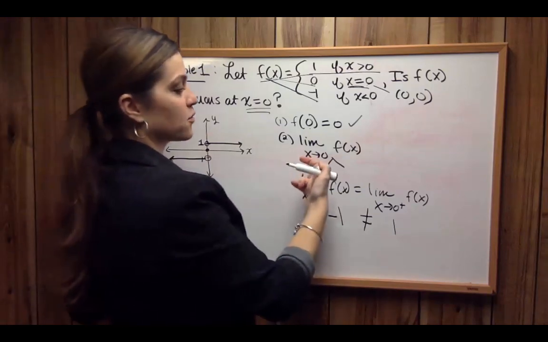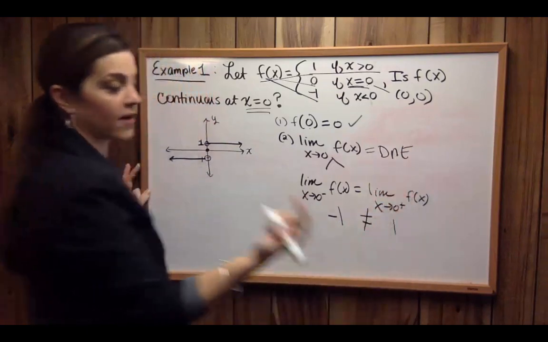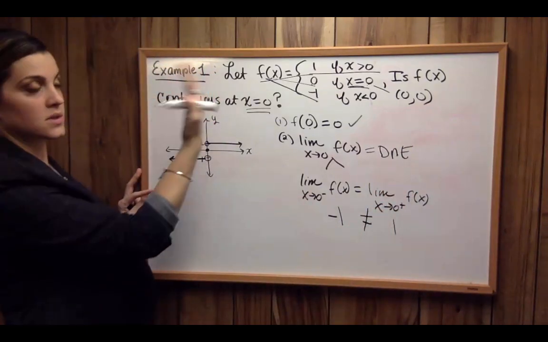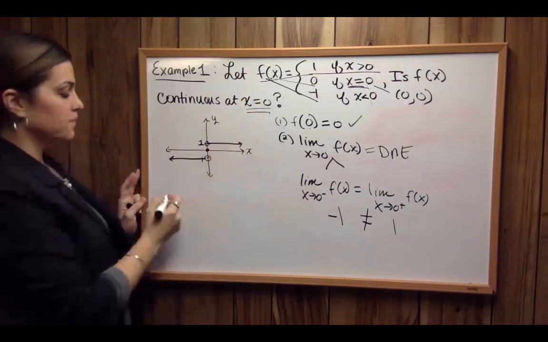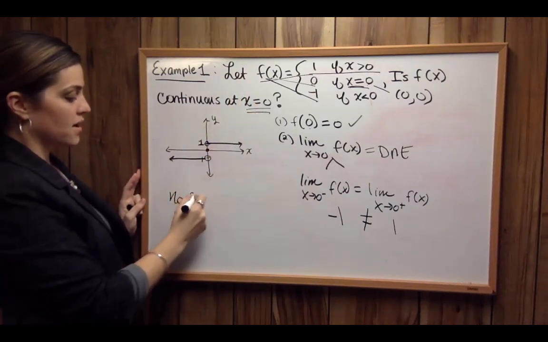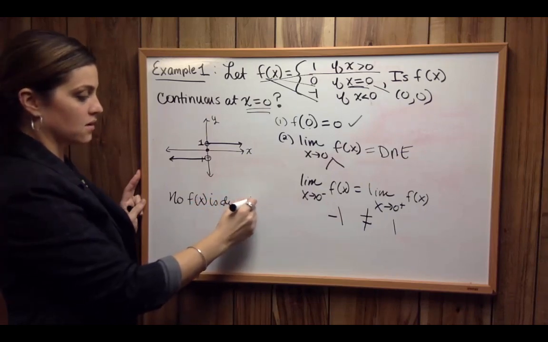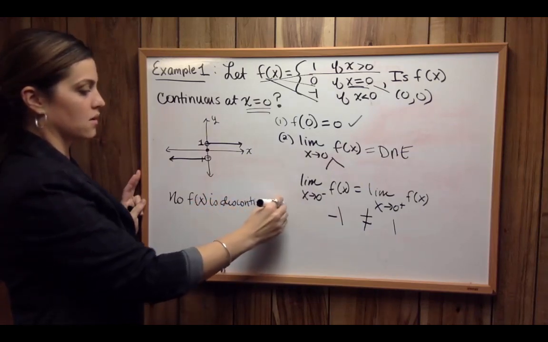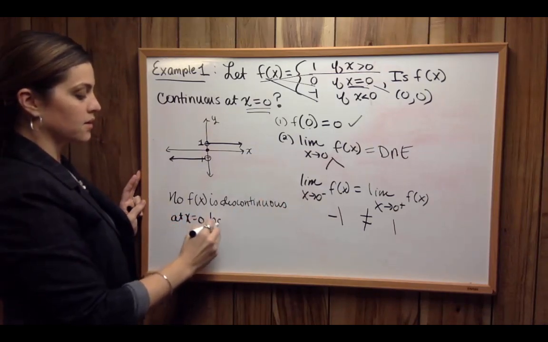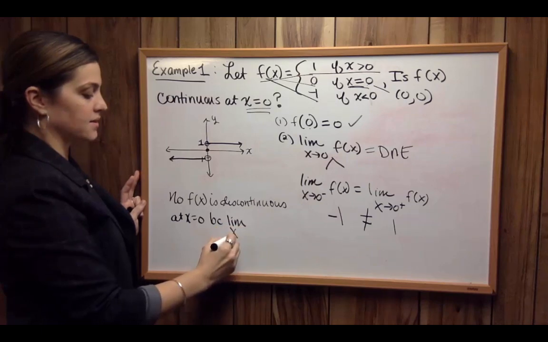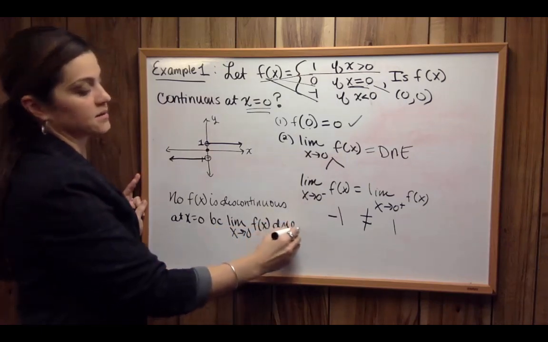So therefore, the limit as x approaches 0 of f of x does not exist, and it fails to be continuous. So to answer the question, is f of x continuous at x equals 0? You say no. f of x is discontinuous at x equals 0 because the limit as x approaches 0 of f of x does not exist.